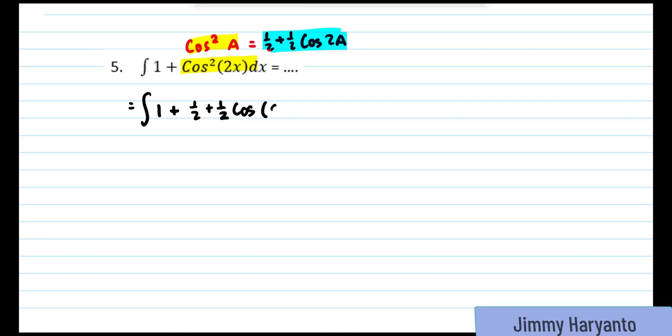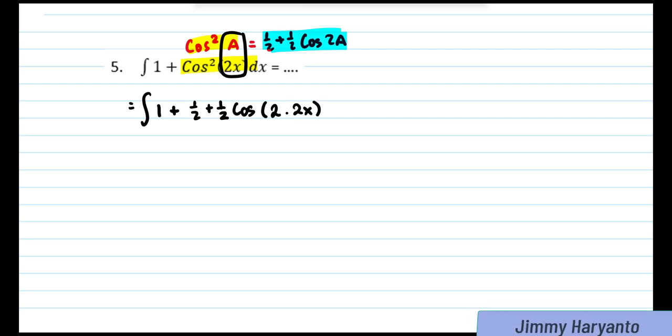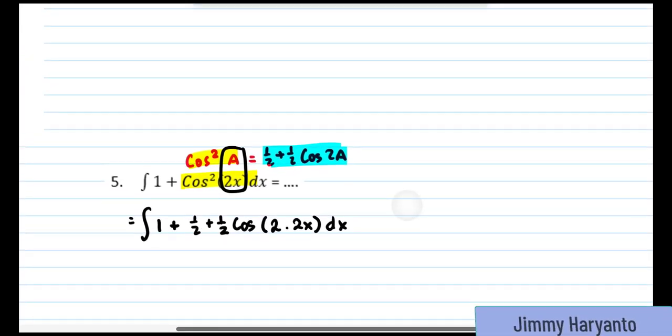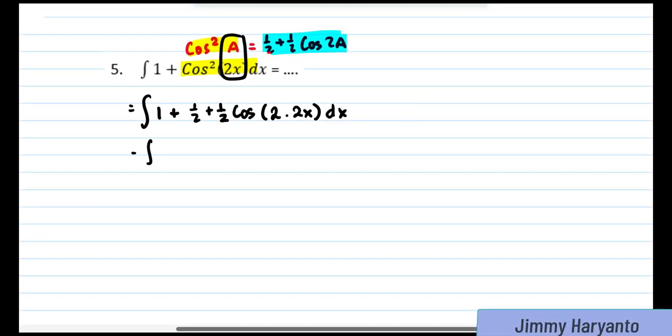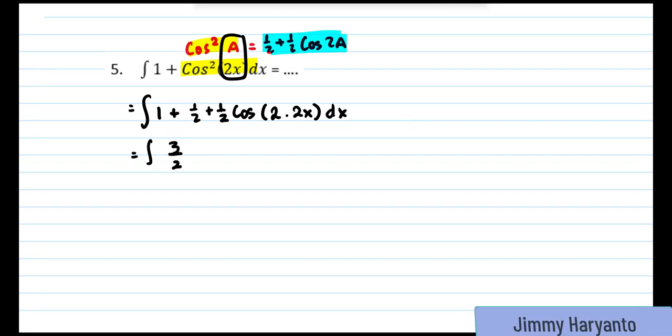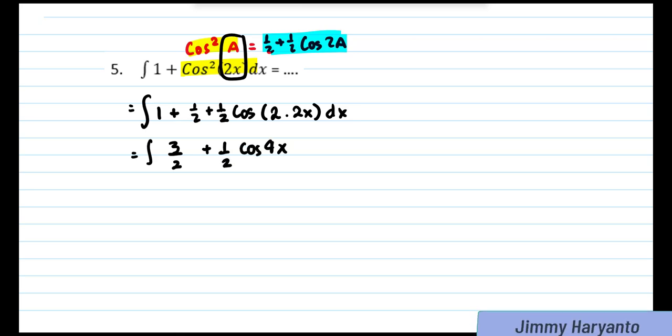Now for this one, we already know that a equals 2x, right? When we compare, we will know that a equals 2x, so this one will be 2 times a, where a is 2x, like this, and then the x. Okay, and then the next thing will be 1 plus half, which is 3 over 2, and then this one is half cos 4x, and then plus c.